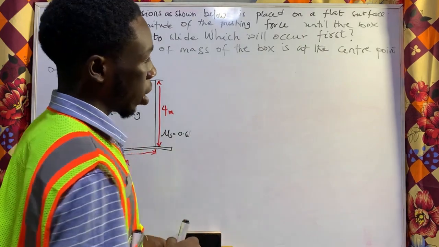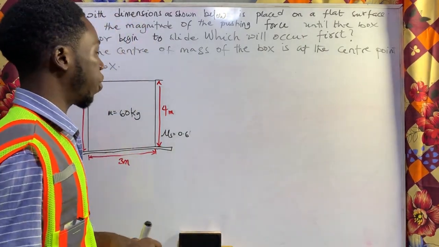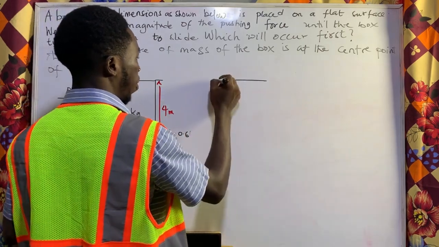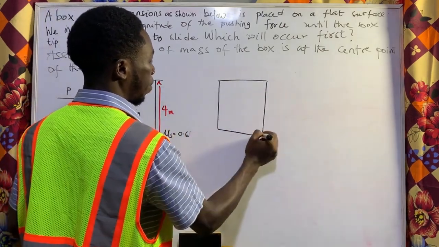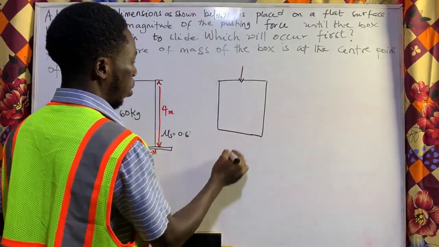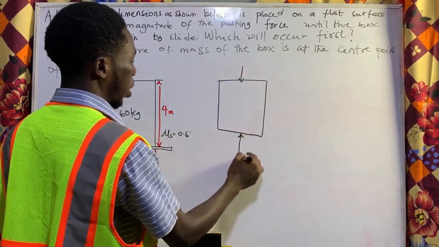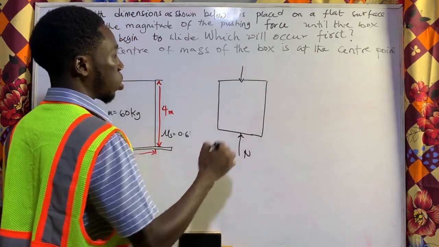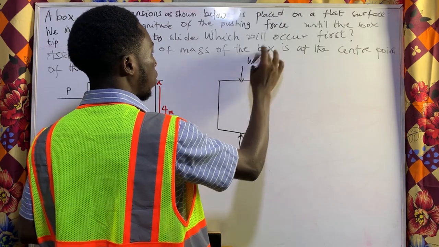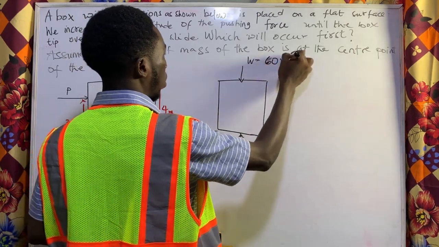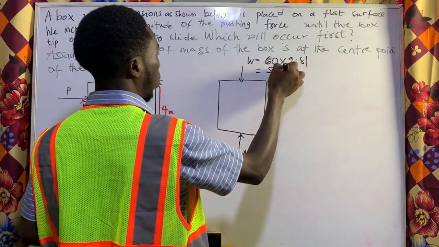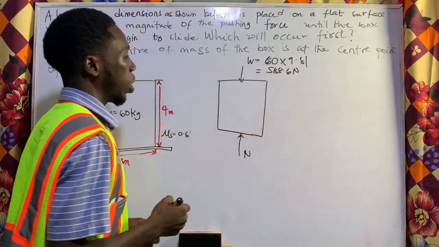I will start by calculating the minimum value required for sliding to occur. So let's look at that. I will draw a free body diagram for the system. We have the weight force here. Then you're going to have a normal reaction due to the surface, right? So let's calculate the weight force. That will be equal to 60 kg times 9.81, which will give us 588.6 newtons as the weight force.